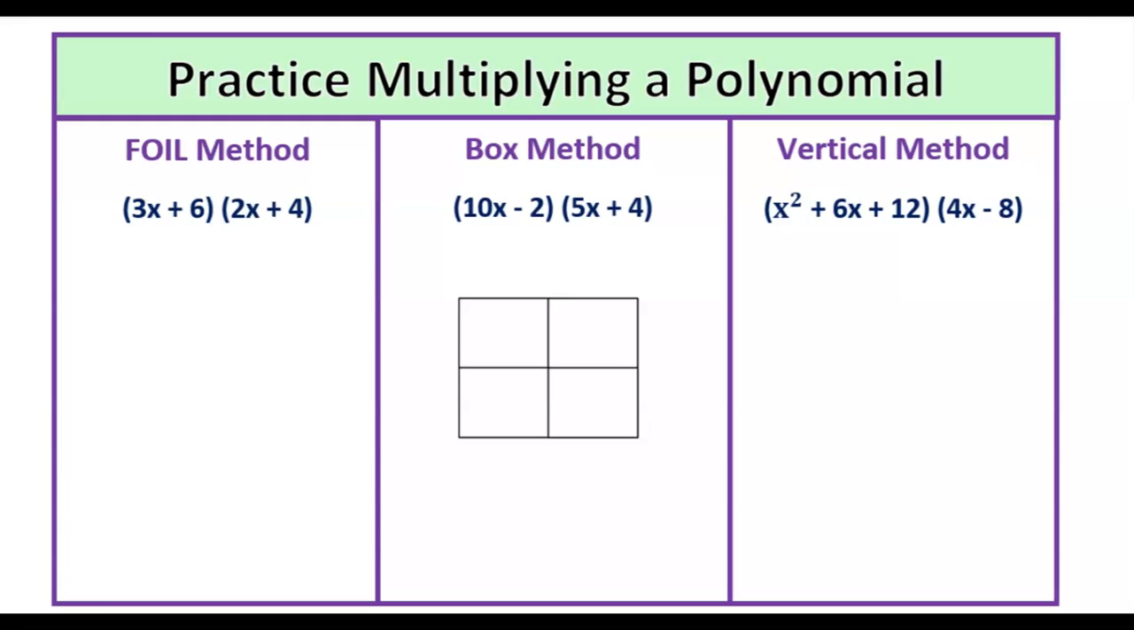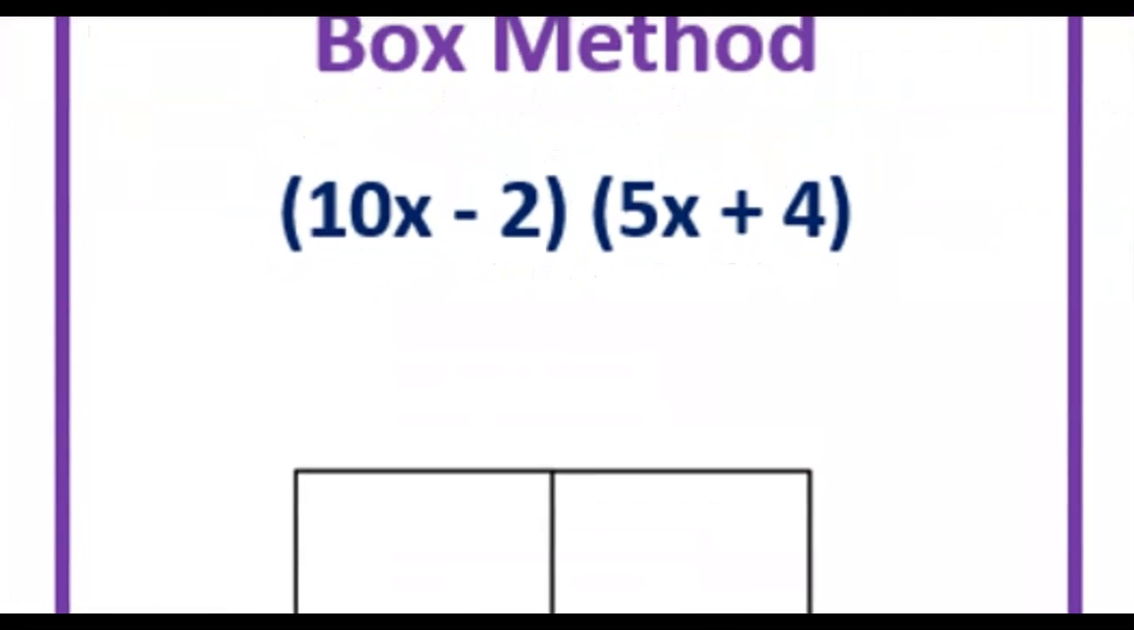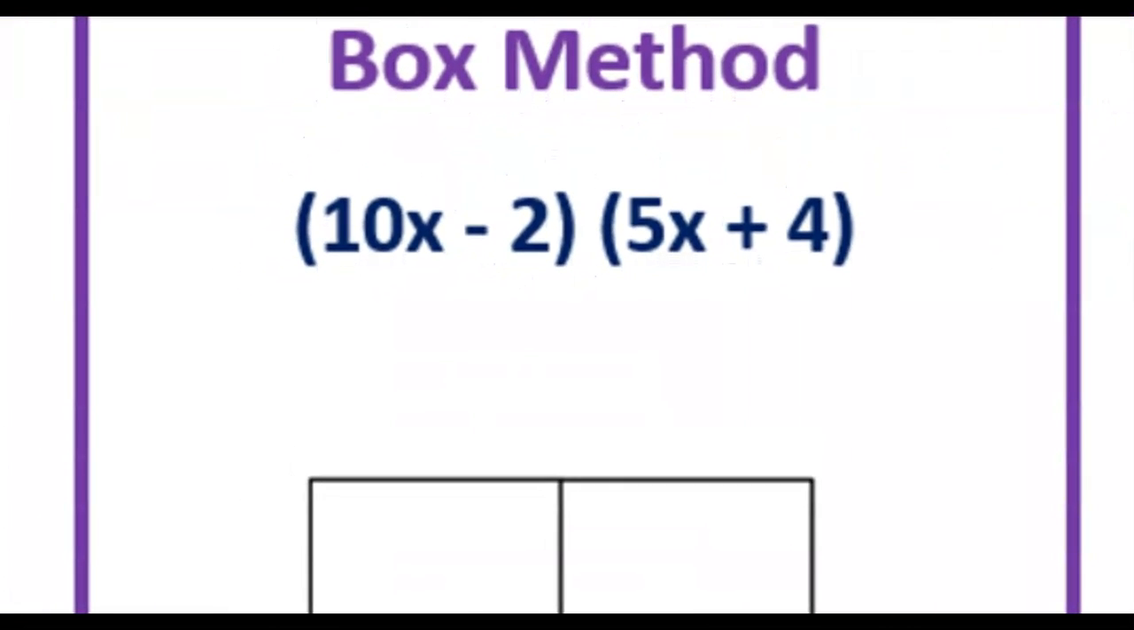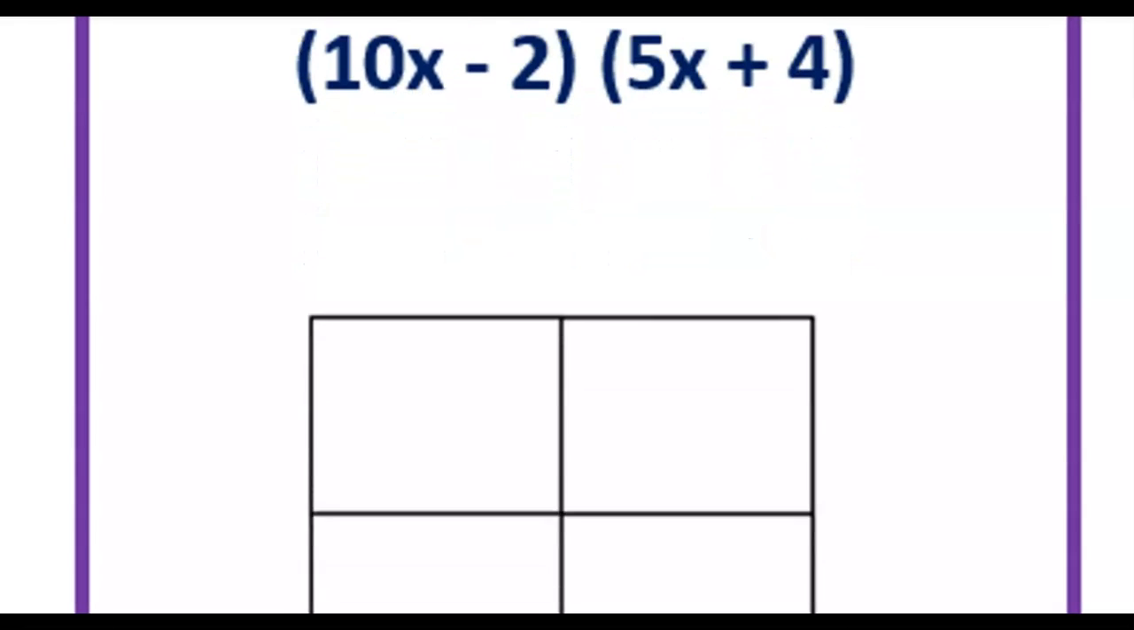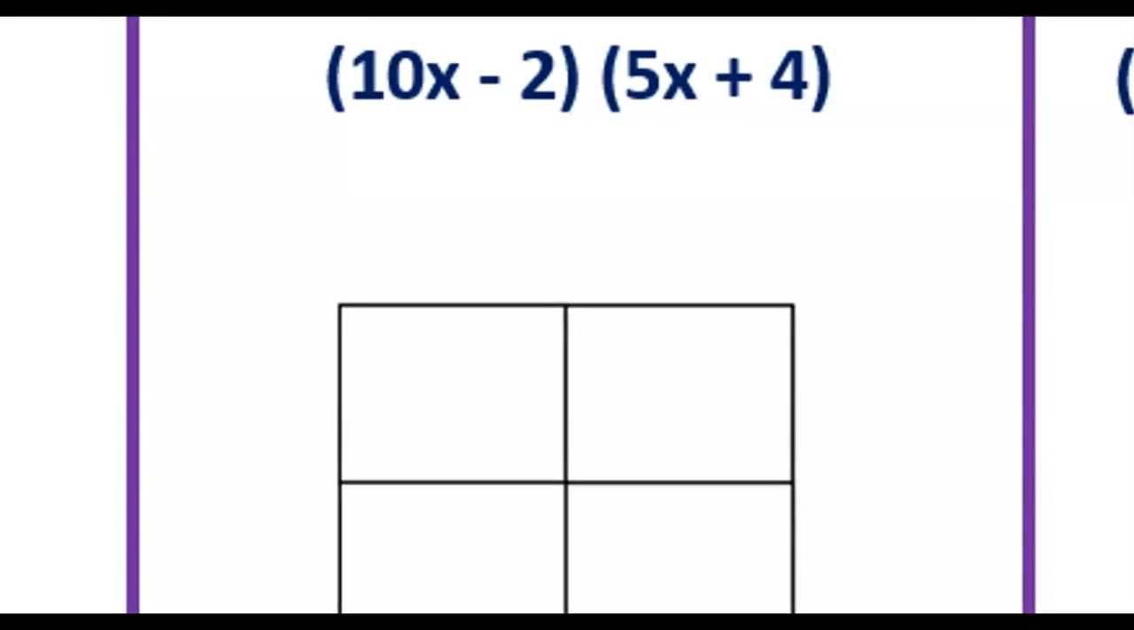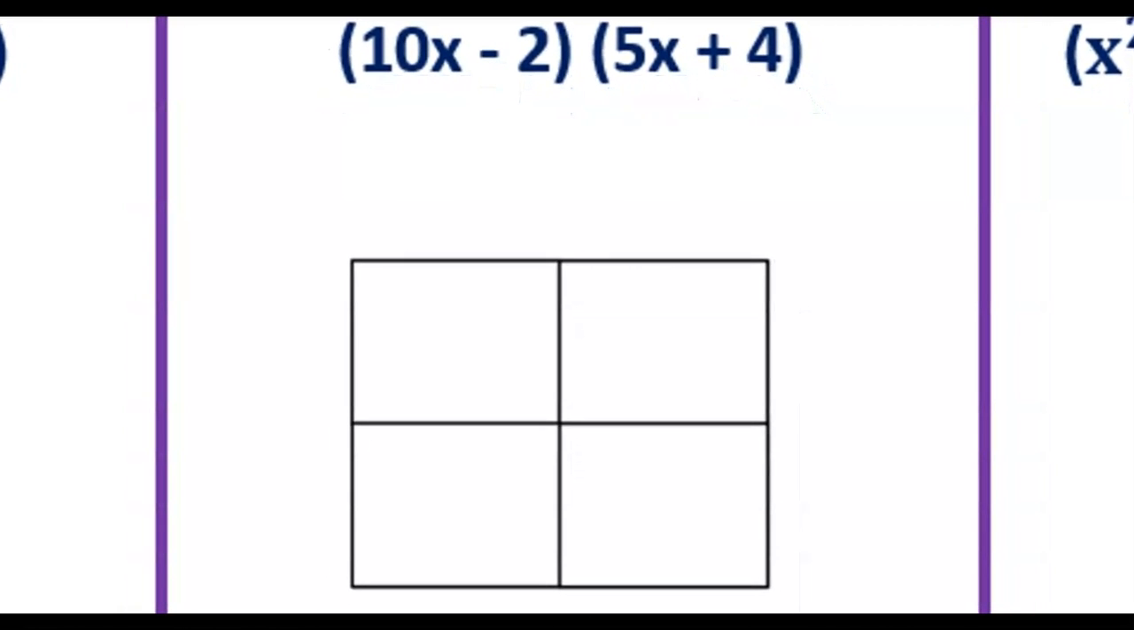Now we're going to take a look at the box method. The two binomials that we're multiplying by each other here are 10x minus 2 multiplied by 5x plus 4. The first step you want to take when using the box method is to take your first binomial and line it up across the top two boxes. You're going to then go ahead and do the same for the second binomial.